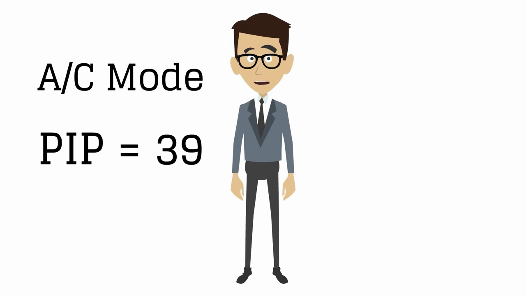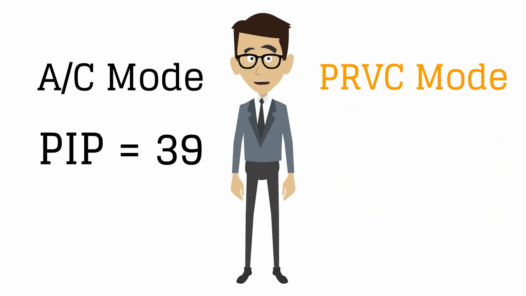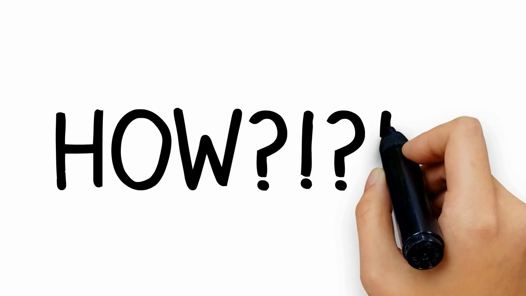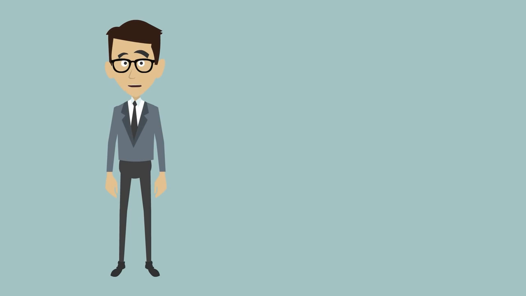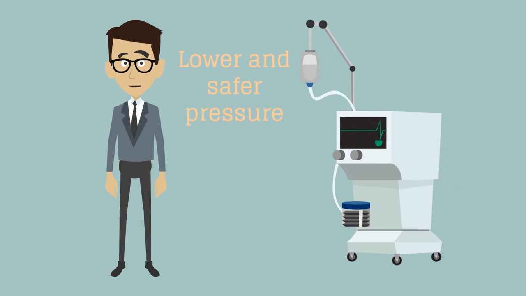So in a side-by-side comparison with the same settings, you'll notice that the PIP was actually lower in the PRVC mode. So how does the ventilator know how to adjust the flow on its own? Well, the ventilator will look at the last 3 delivered breaths, and it will calculate and determine if it can deliver a lower and safer pressure by adjusting automatically the flow.